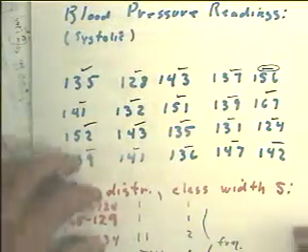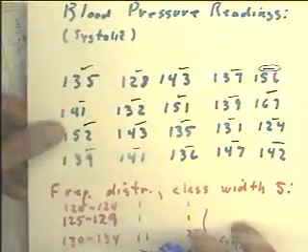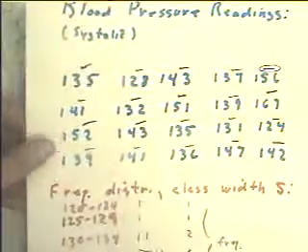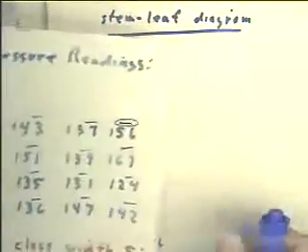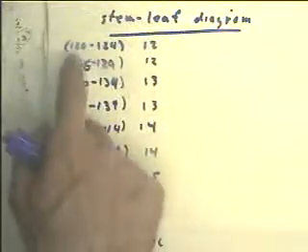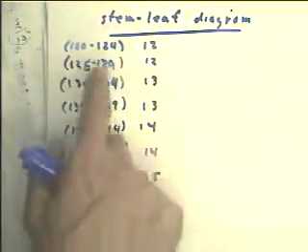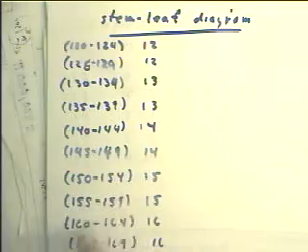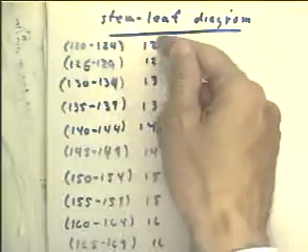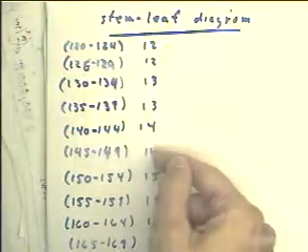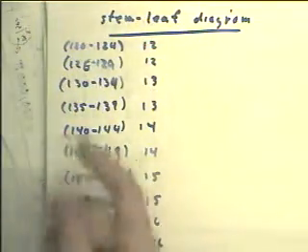Now we're going to do what's called a stem and leaf diagram for these blood pressure readings. In the stem and leaf diagram we're going to use categories 120 to 124, 125 to 129, 130 to 134, and so forth. And then what we're going to do is write down the first two digits of each number.